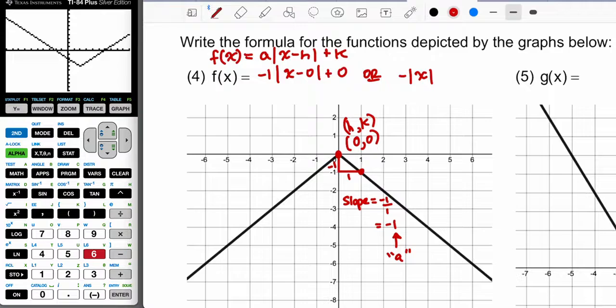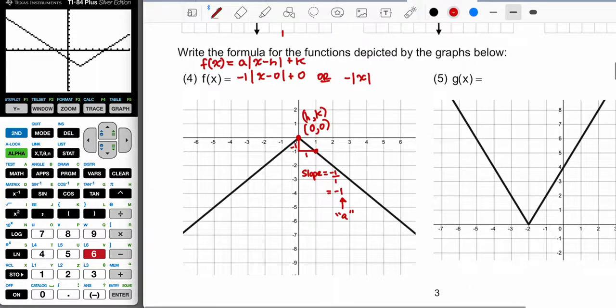So we could have also gotten this equation based off of its relationship to the parent function. This is just a direct reflection of the parent function absolute value of x. Its vertex didn't change, the slope didn't change, just its orientation changed. So knowing that, we could have just flipped the sign of the a value and been done with it. If you pick up on little things like that, that's a good thing.